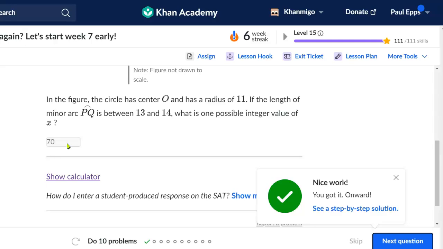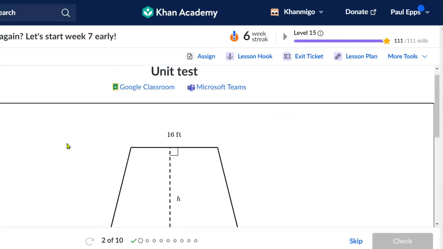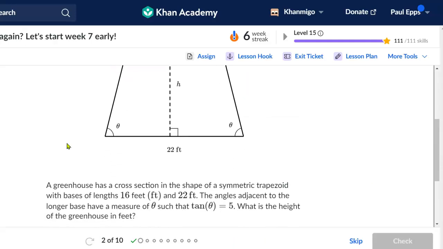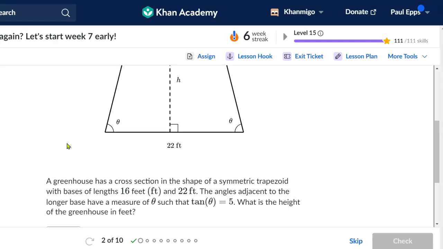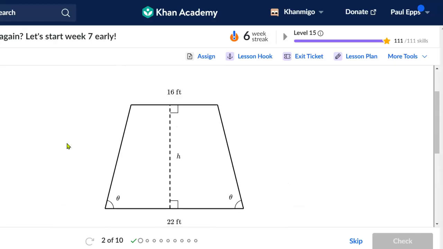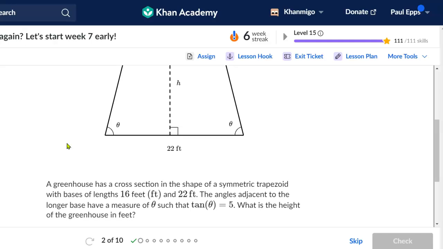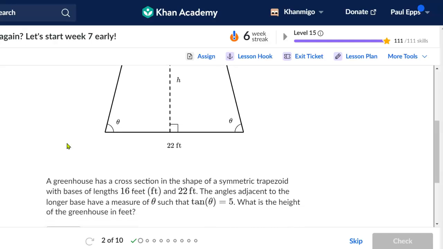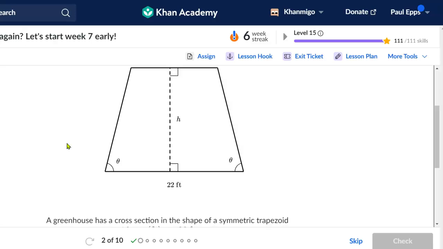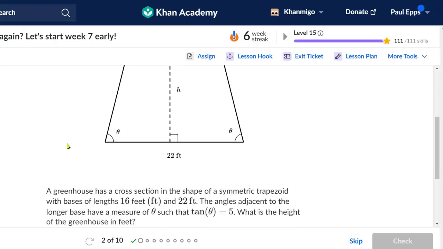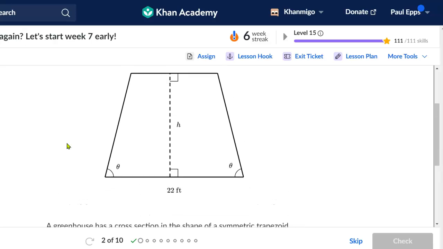A greenhouse has a cross-section in the shape of a symmetric trapezoid with bases of length 16 feet on the top, 22 feet on the bottom. The angles adjacent to the longer base have a measure of theta such that tangent theta equals 5. What is the height of the greenhouse in feet?